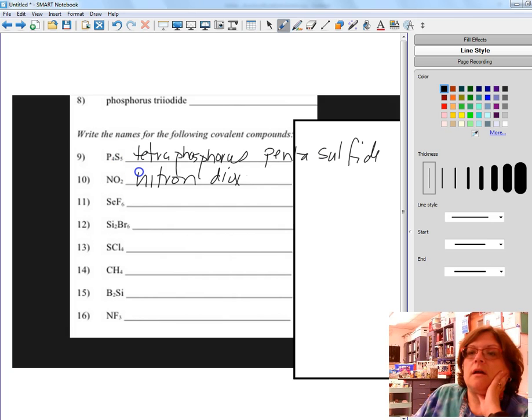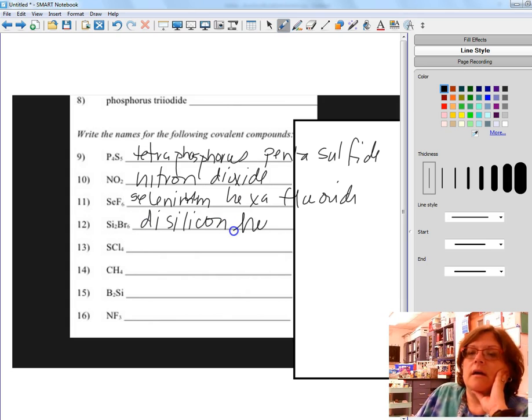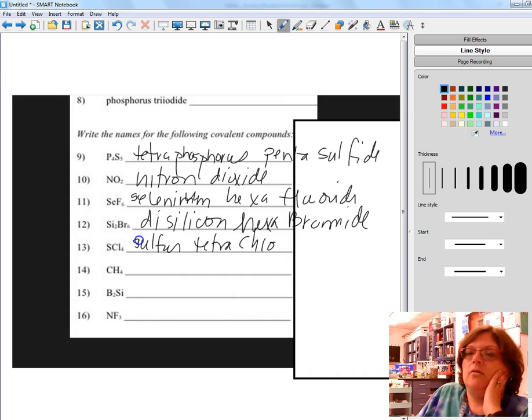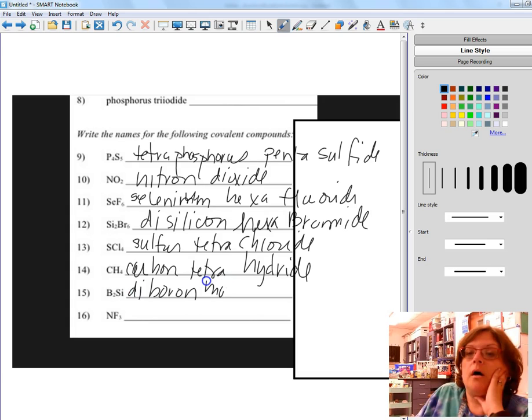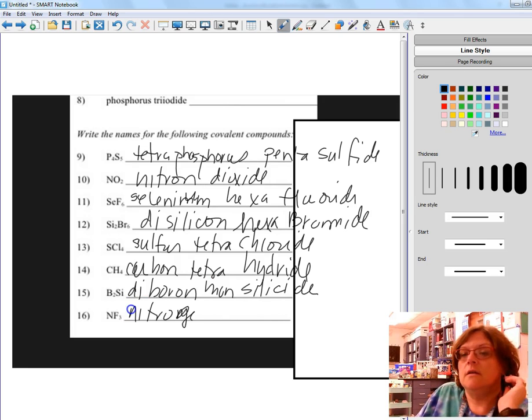Nitrogen dioxide. Selenium hexafluoride, disilicon hexabromide, sulfur tetrachloride, carbon tetrahydride, diboron monosilicide, and nitrogen trifluoride.